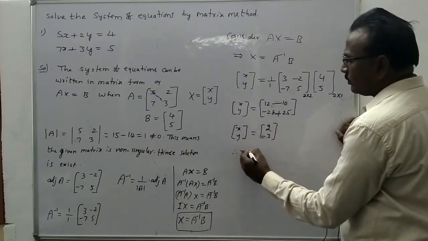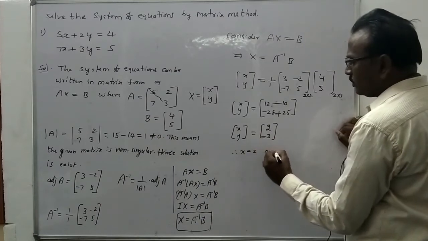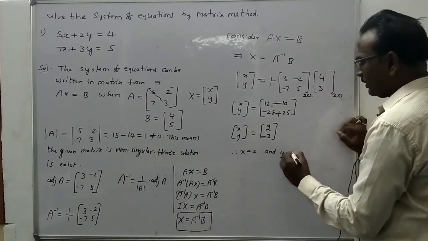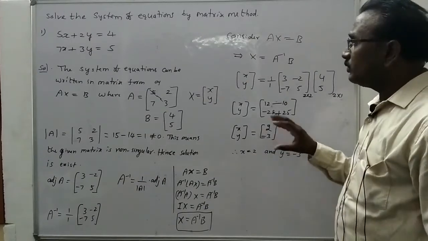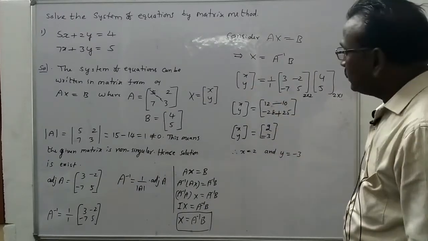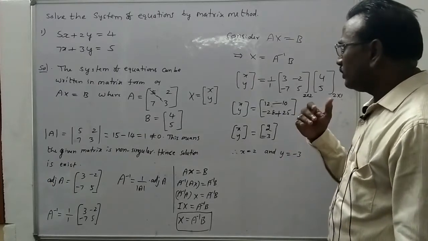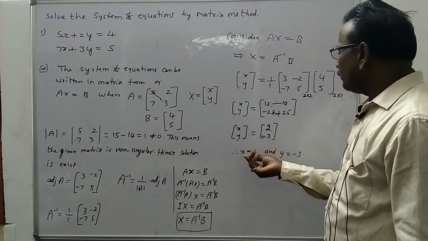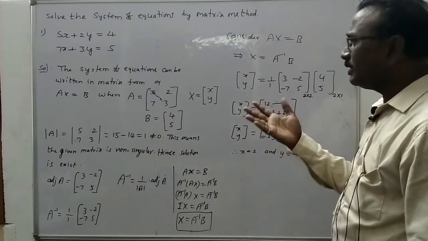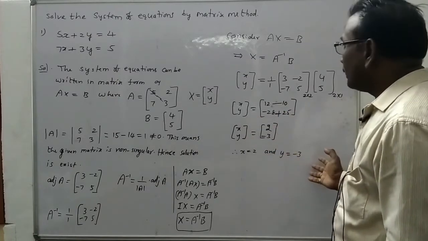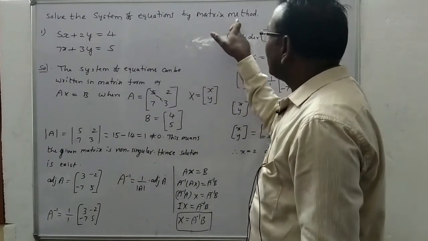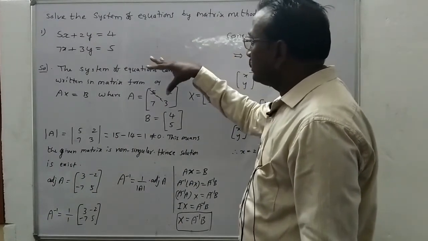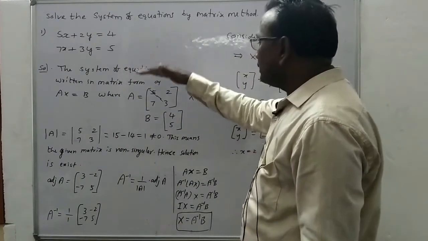Therefore x is equal to 2 and y is equal to minus 3. These are the solutions of the given system of equations. If you solve graphically or by the elimination method, we get the same solution. But here it is given to solve the equations by the matrix method. Using matrices to solve the system, this is the method.